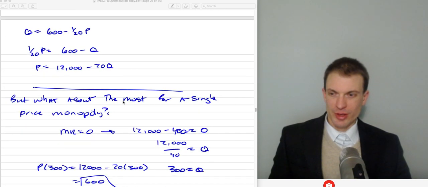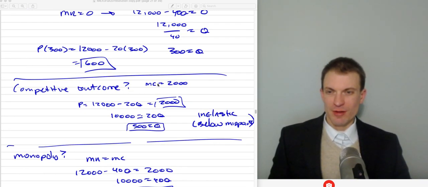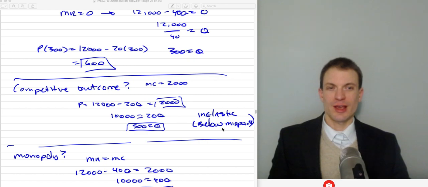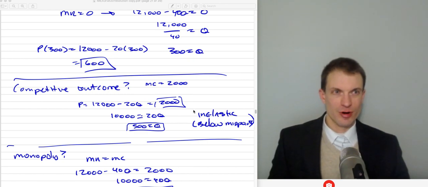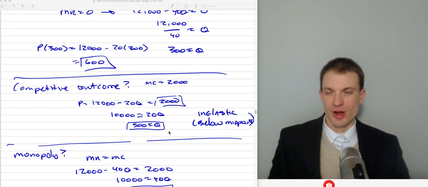We have to find where the competitive market would produce. Competitive outcome at the marginal cost of 2,000 would be a quantity of 500. 500 is going to be what? A larger quantity than the midpoint. So this is going to be in the inelastic portion of the demand curve for the reason I said before. It's below the midpoint if we were to draw out the demand curve.